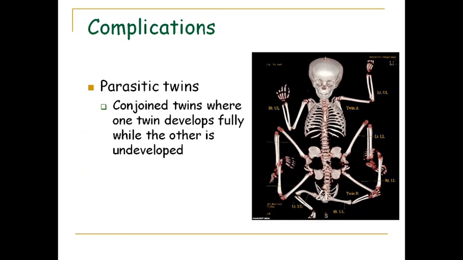The last one here is a parasitic twin. So this is when you have conjoined twins being born. Only one of them is fully developed, and the other one, so this one right here, this is our fully developed twin. The other one is attached, but it's not fully developed, and it's almost always deceased. So this baby was born, and it had its twin conjoined to it, but dead. So you have a live person with a dead person attached to them.